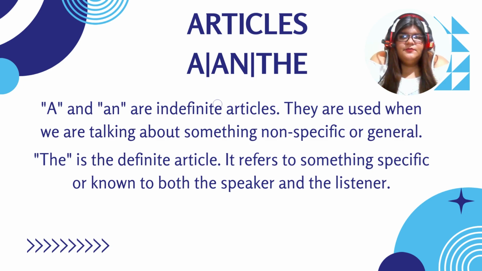So you must be wondering, what are indefinite articles a, an, and the? And the answer is simple. A and an are indefinite articles. They are used when we are talking about something not specific or general. The is the definite article. It refers to something specific or known to both the speaker and the listener. So let's start.